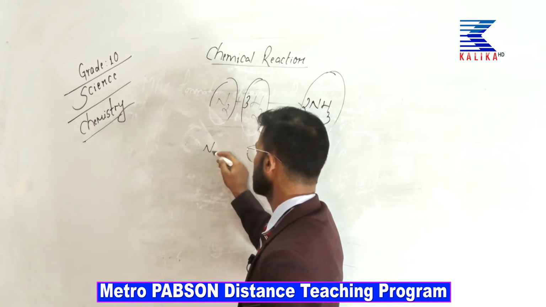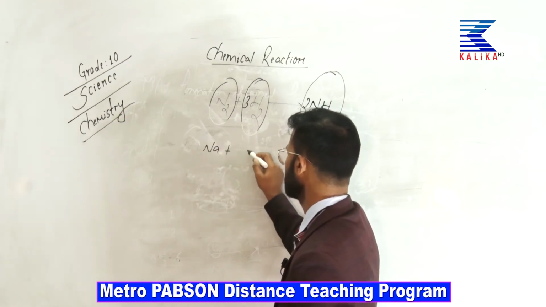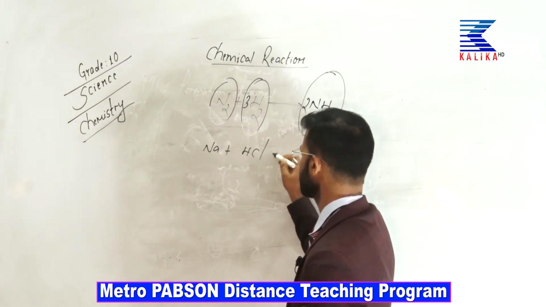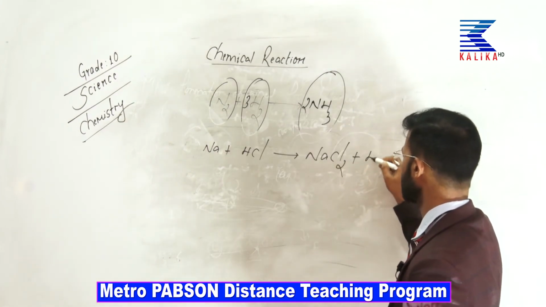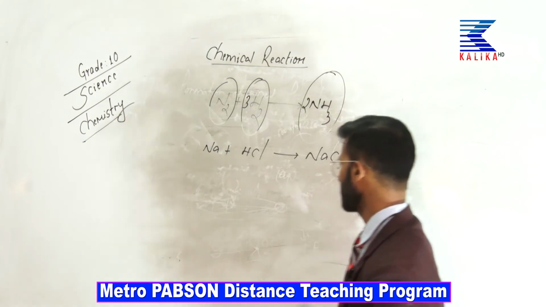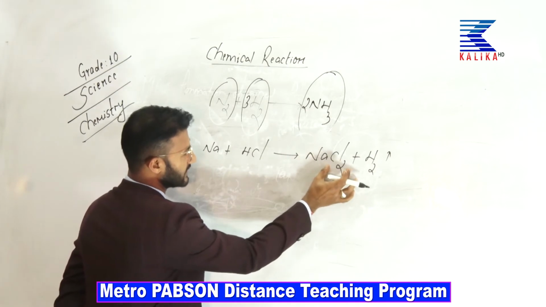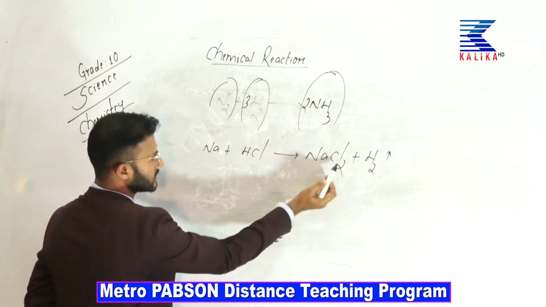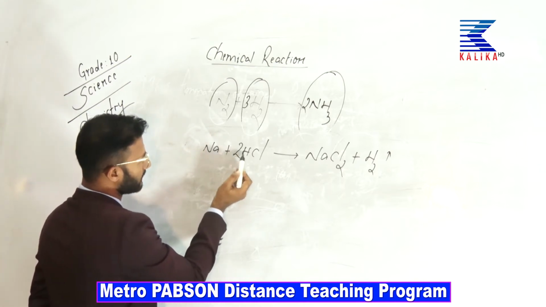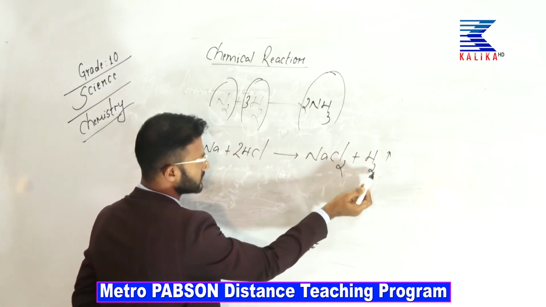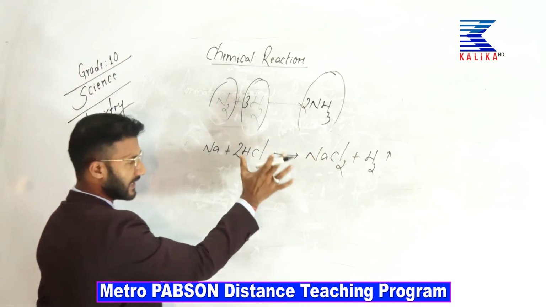When sodium is reacted with HCl, it forms sodium chloride along with hydrogen gas. Look at this. In this case, the equation is not balanced. We must balance the number of chlorine atoms. Here there are 2 chlorine atoms, so we'd better put 2 here. On adding 2, the number of hydrogen becomes 2, and here also the number of hydrogen 2 is fine. The number of sodium is also 1, which is fine. Now it is a balanced chemical equation.